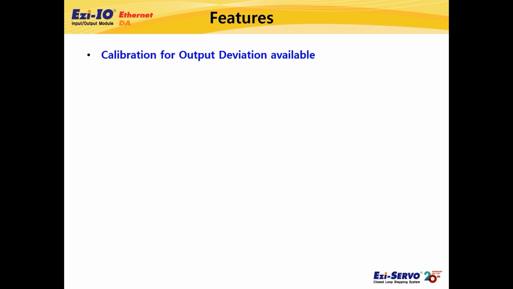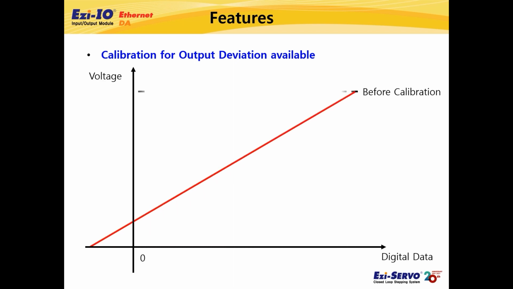Next, Ezi-IO Ethernet DA provides calibration for output deviation function. Deviation in voltage or current output may occur due to the characteristics of the product and the device to be connected, the characteristics of the cable, and the connection method. Ezi-IO Ethernet DA product can reduce deviation with calibration function.